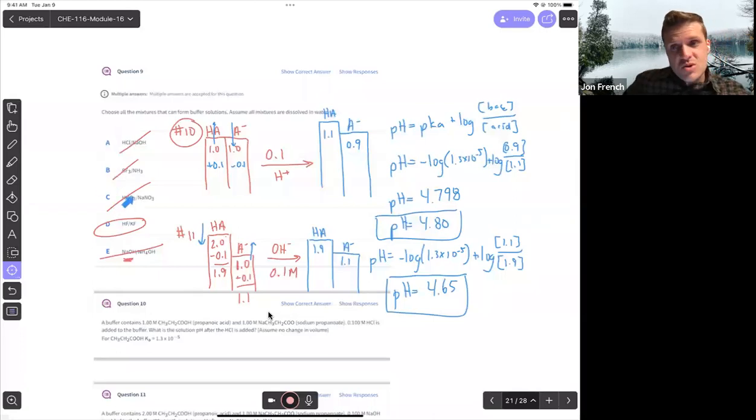Nitric acid, strong acid. So no. Yeah, we have the conjugate base, but we have a strong acid. Sodium hydroxide, ammonium hydroxide, a strong base, another base. No, that's not a buffer. So HF, weak acid, potassium fluoride, that gives us the conjugate base. So that would make a buffer.